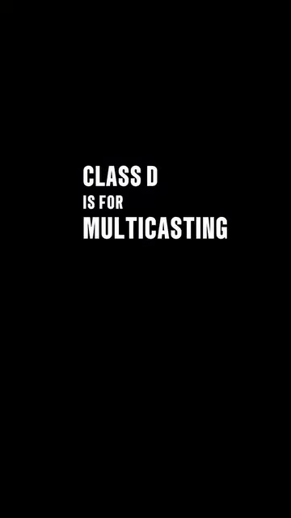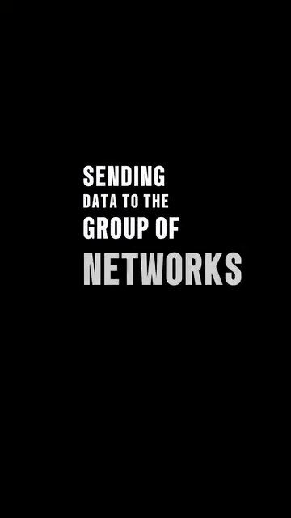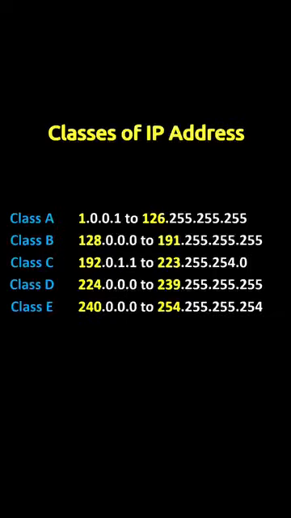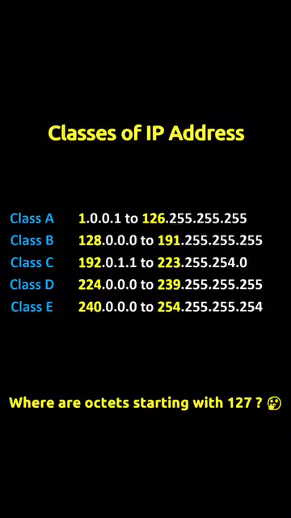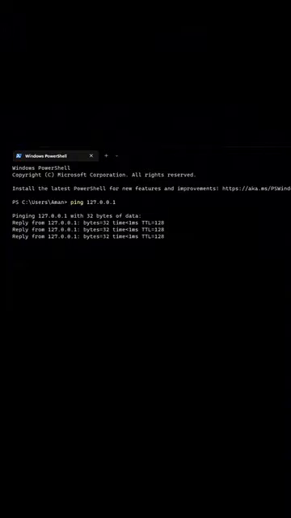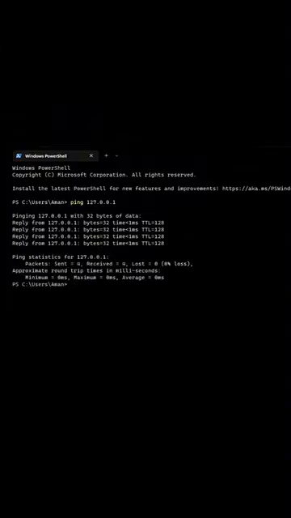Only classes A, B, and C are available for public use. Class D is for multicasting, sending data to the group of networks who want that data, and Class E is for research and development. Here, the first octet starting with 127 is missing. These IP addresses that begin with 127 are known as loopback addresses. We generally call them localhost, where we host apps locally for development or testing purposes.